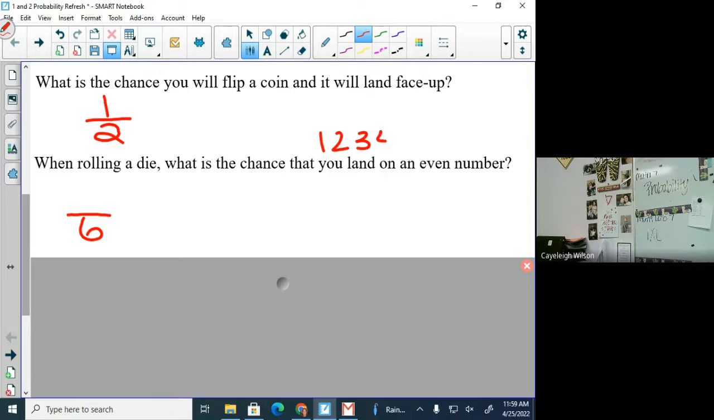So these are the numbers that are on your die. The ones that are even are the ones that are divisible by 2. So 3 of them are even. So 3 out of 6, which is 1/2. We should always reduce at the beginning.